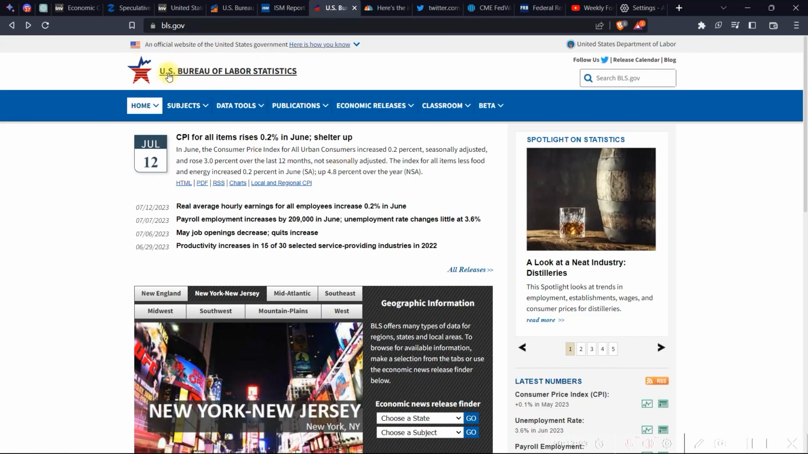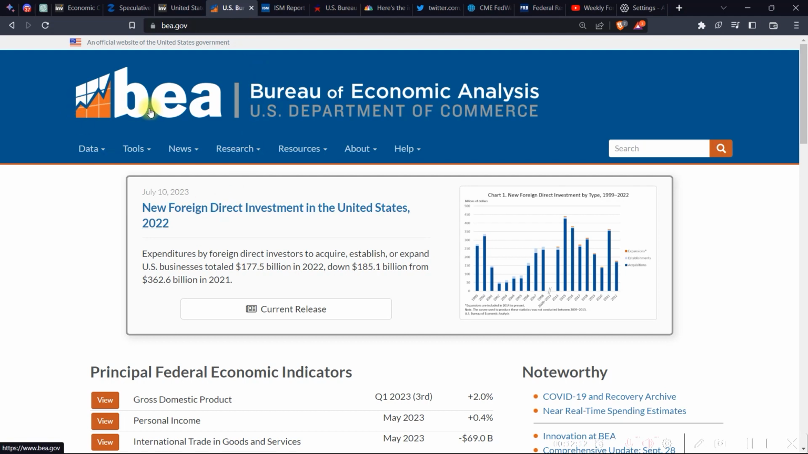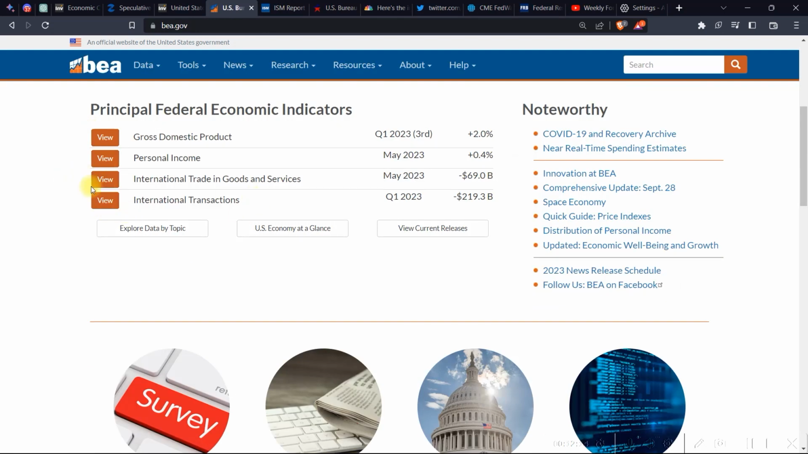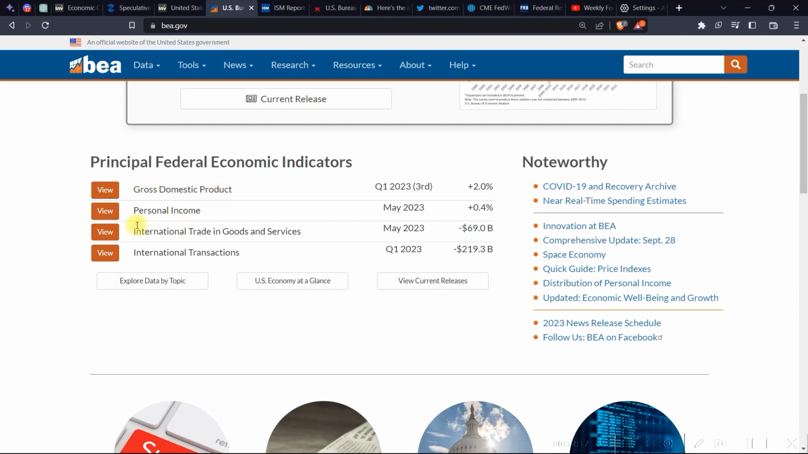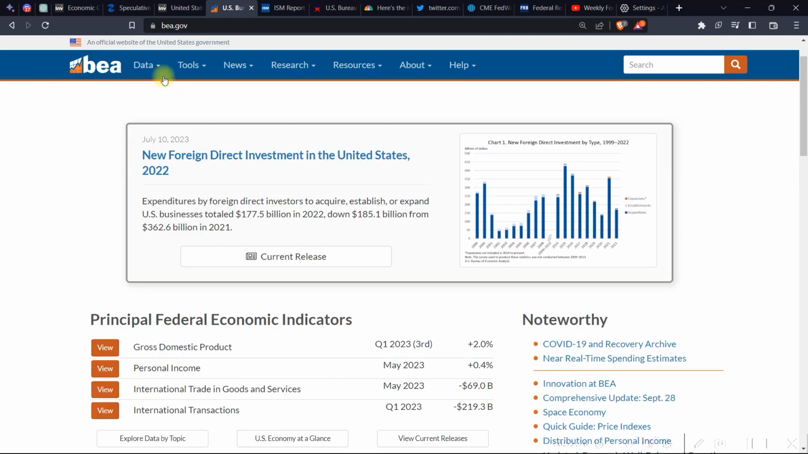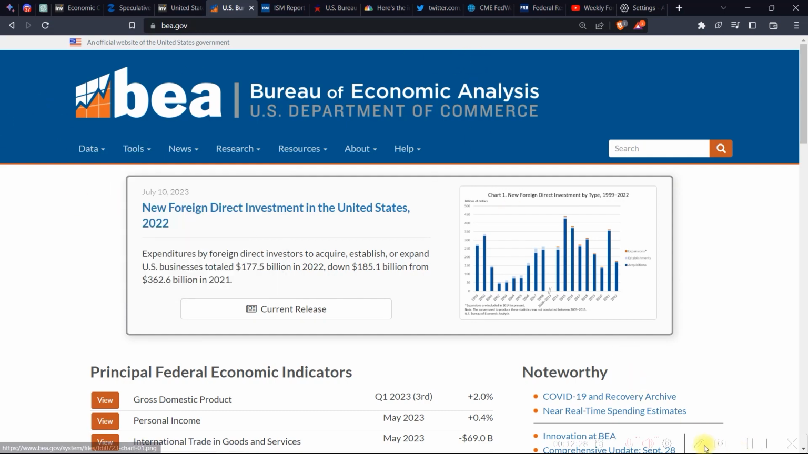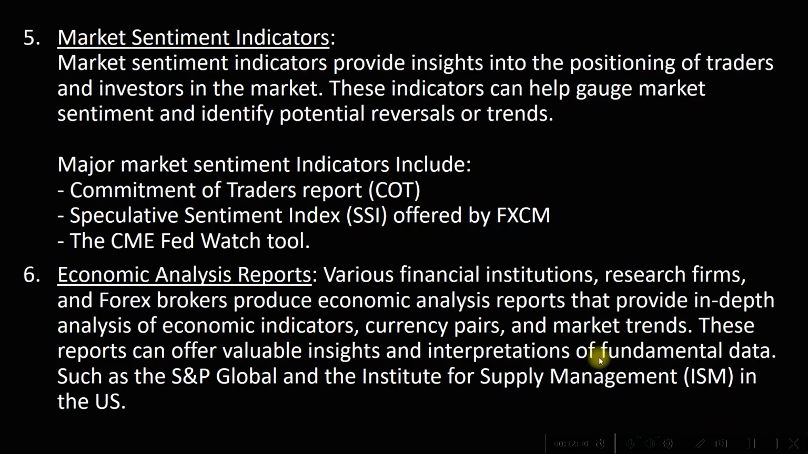Other websites here, this is the BLS. They release the CPI. They also release the payroll numbers, the NFPs. This is the BEA, Bureau of Economic Analysis. They release the GDP, personal income. This is the PCE report, personal income and outlays report, where the PCE is. They released that, the BEA. And I think I am done. Back to here. Let's continue.